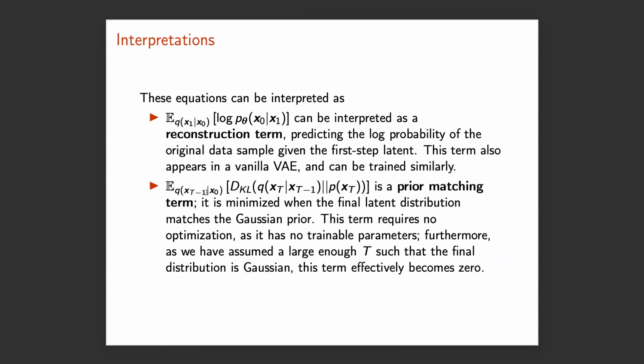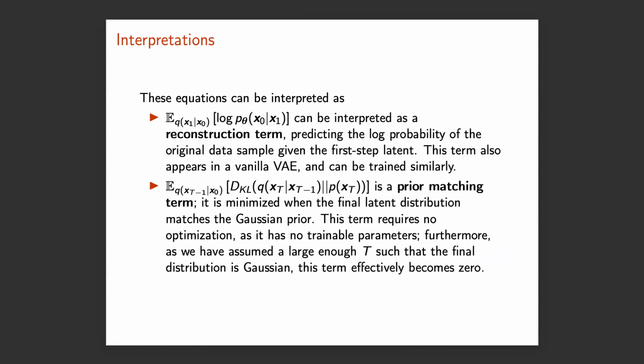The next term which we have is called a prior matching term. If you look closer at it, this is something you can describe by the Kullback-Leibler divergence, and that's why it's written like this. And that is minimized with respect to these parameters theta. It's minimized when the final latent distribution matches the Gaussian prior.